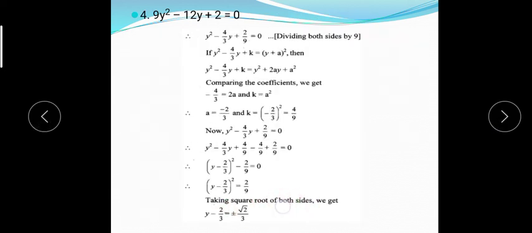So after this, what is the answer? y is equal to (root 2 plus 2) upon 3, or (minus root 2 plus 2) upon 3. So after this step you can write the answer.